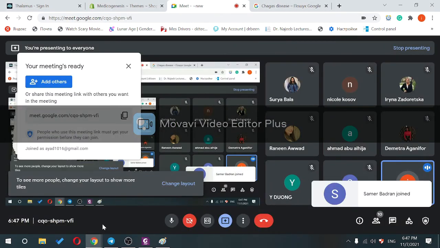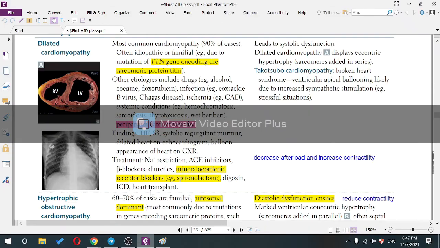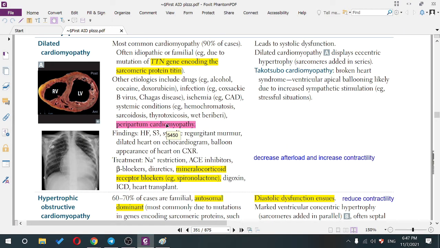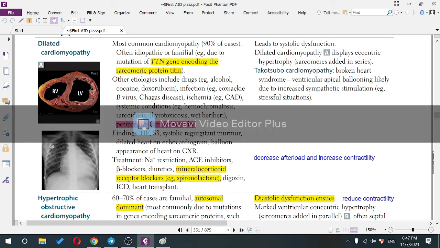Why would a pregnant lady have a dilated cardiomyopathy? Why do you think? Hypervolemia, exactly. She has blood for two. So you can imagine if she has hypervolemia, the end-diastolic volume will be much higher. And that will distend the heart walls.